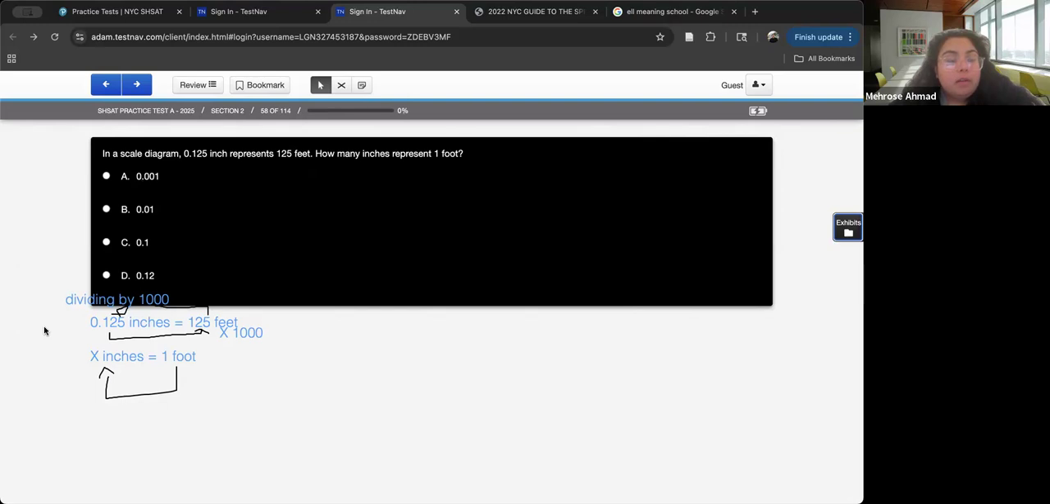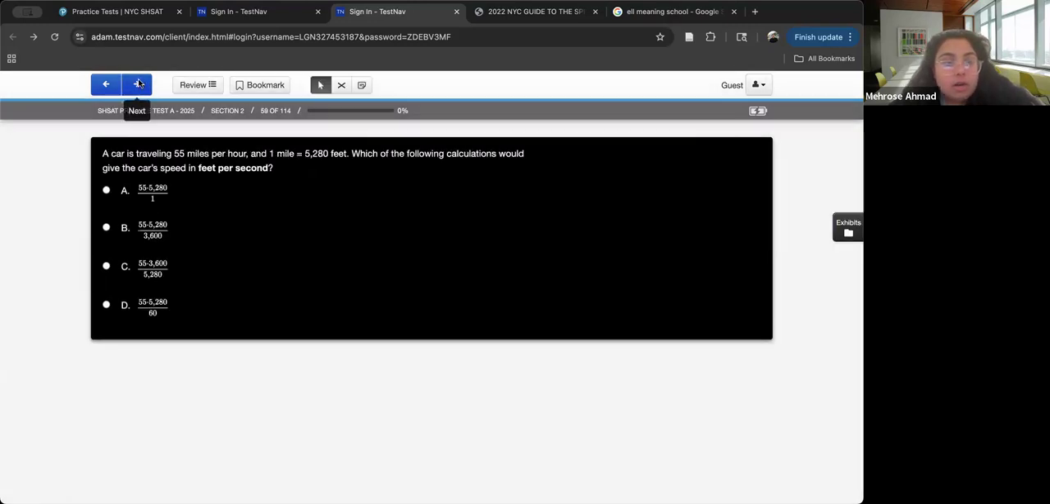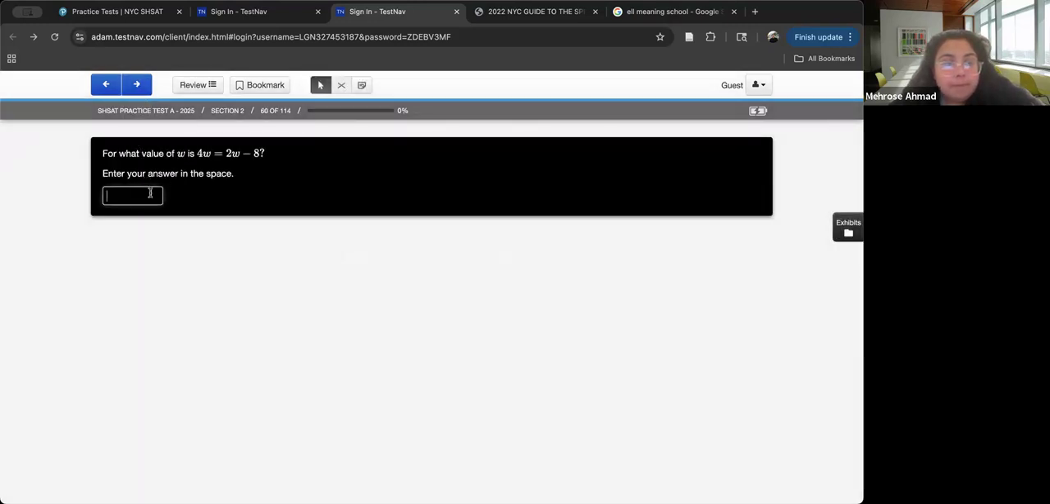I did get a request to show the equation editor, and I do want to go through that. So as you can see, this is also a different type of question. We need to type in our answer. So let's go through this together. For what value of W is 4W equals 2W minus 8? So again, 4W equals 2W minus 8.